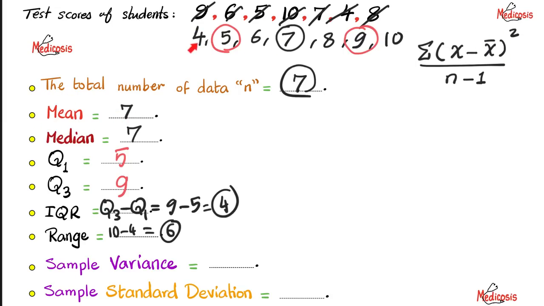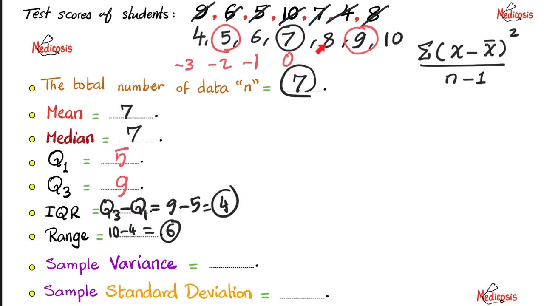So when it comes to 4, what is 4 minus 7? 4 minus the mean. 4 minus 7 is negative 3, so you put negative 3 under the 4. How about the deviation of the 5 from the mean of 7? 5 minus 7 is negative 2. How about the deviation of 6 from the mean? 6 minus 7 equals negative 1. How about the deviation of 7 from the 7? 7 minus 7 is 0.